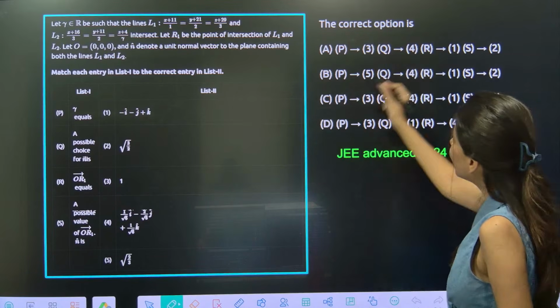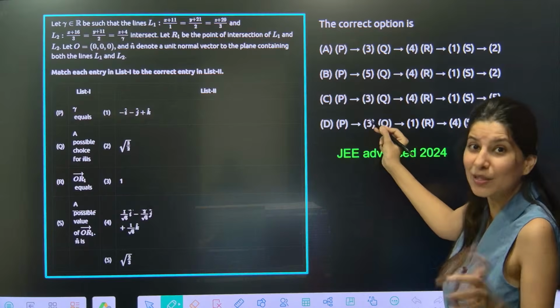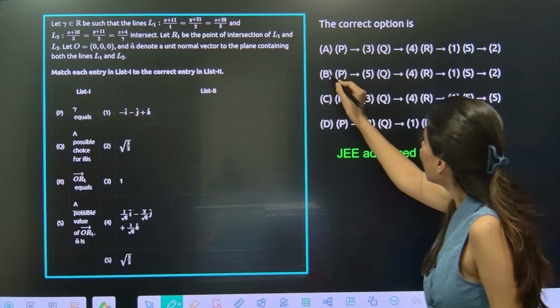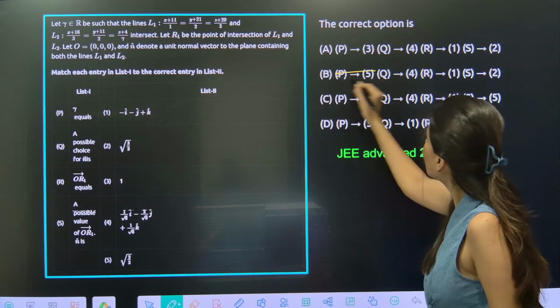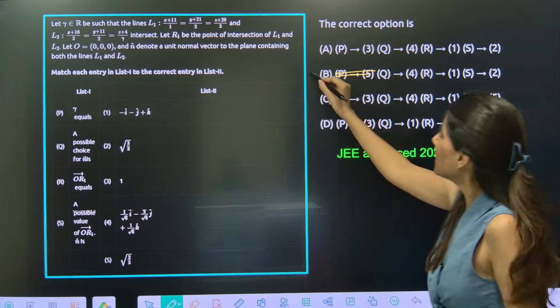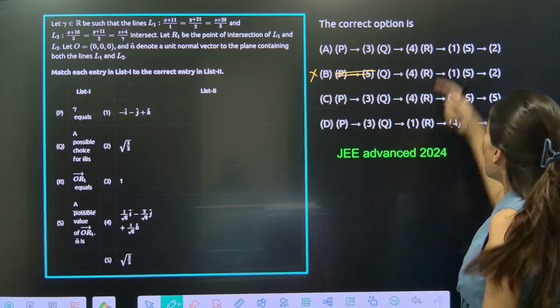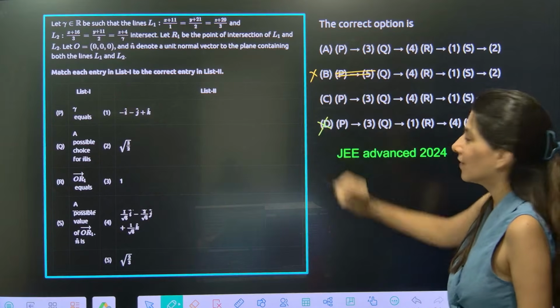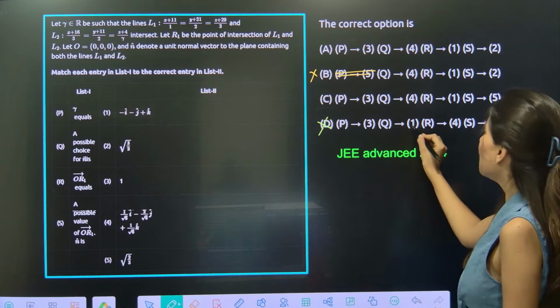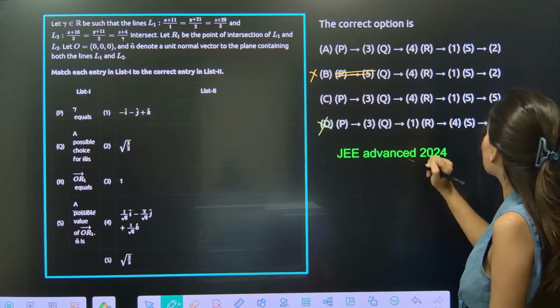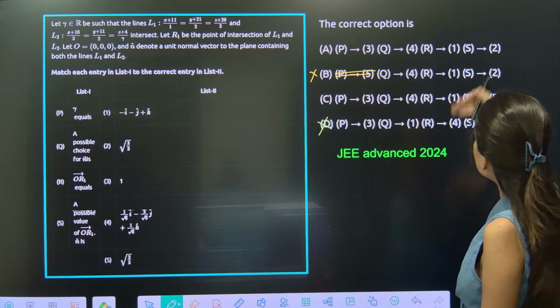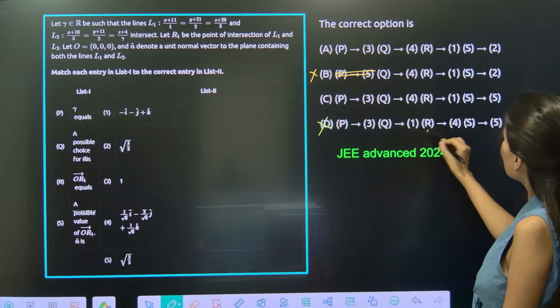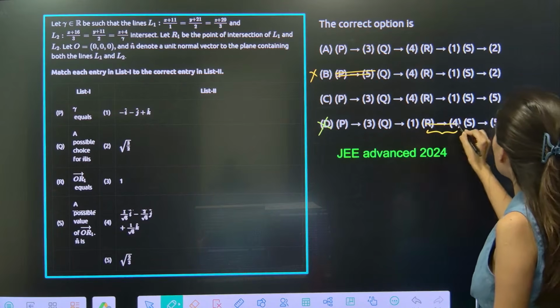Can you see P3, P5, P3, P5? Looks like this is wrong, so option B I am removing. Now 4, 4, 4, 1. Looks like option D is also wrong, because Q1 is a less probable answer. Then we have A, B, C again. In that case, D will also get removed. So this is also wrong.